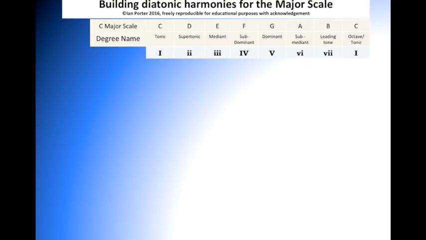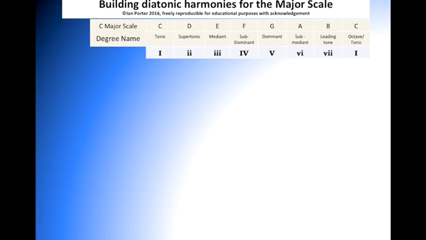So this is harmonizing the diatonic scale. We're looking at the major scale. Diatonic is a phrase that refers to notes that are of the same scale and not chromatic. So in a C major scale, we've got in alphabetical order C, D, E, F, G, and then A, B, C. 7 notes plus a repeated tonic.